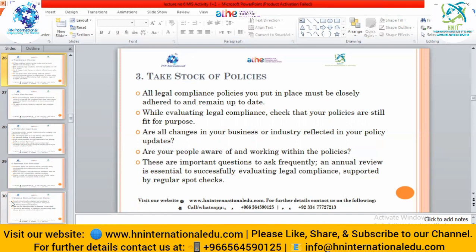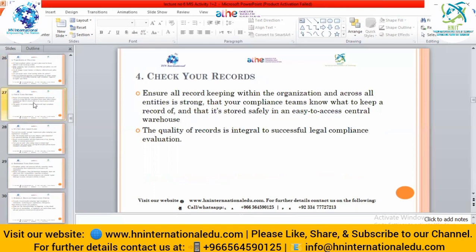Are your people aware of and working within the policies? So we have to make sure that all persons are fulfilling the laws. These are important questions to ask frequently, and annual review is essential to successfully evaluating legal compliance, supported by regular spot checks. So we have to review all the time. We have to check our records, so they will be helpful for us.